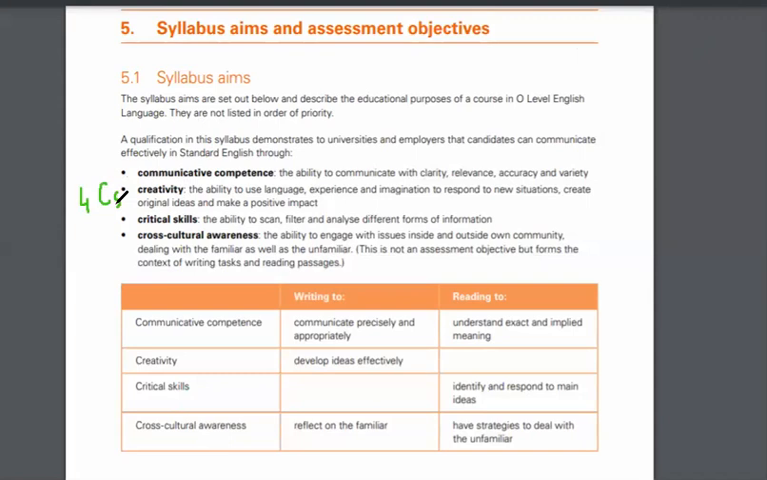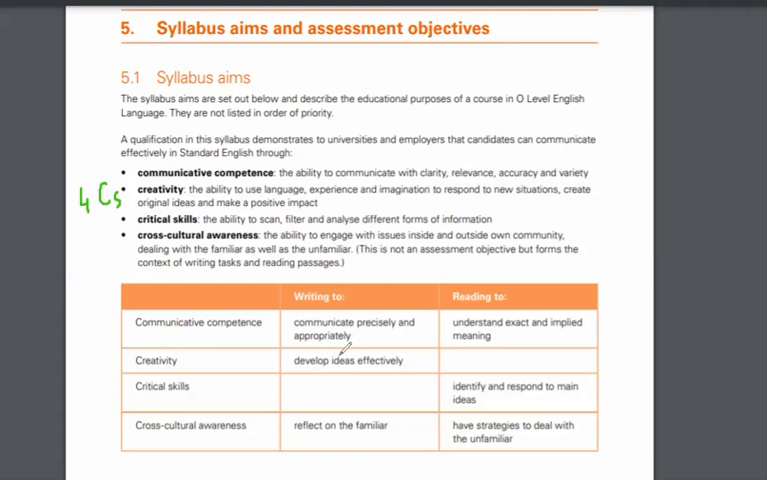Now, these are the 4 main components on which we will be working throughout our academic year. You will notice that the texts in your course will also be targeting these 4 areas. Communicative competence: in writing, it is to communicate precisely and appropriately. In reading, it means to understand exact and implied meaning, that is the pragmatic and the textual meaning, contextual and textual meaning.